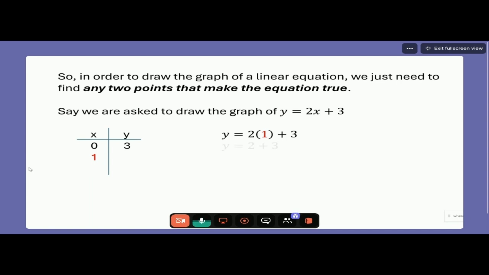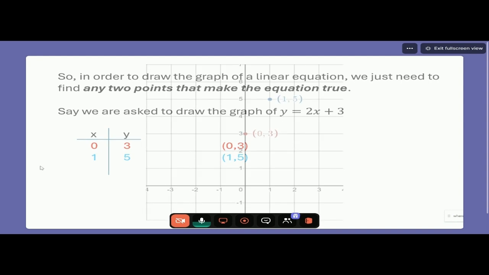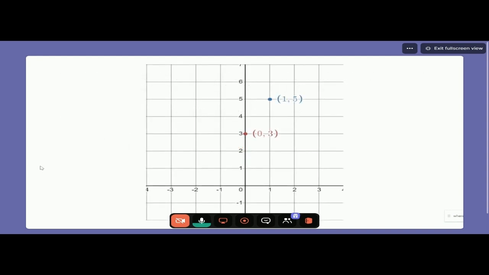So 2 times 1 is 2. Add 3 is 5. And pop that into our chart. You're going to see this over and over, it's a weird little glitch that y is not turning blue like I set it to. So there we go, 2 points that are on the line, 0, 3, and 1, 5. Made one of them red and one of them blue. And there they are on the graph, red and blue, 0, 3, and 1, 5.